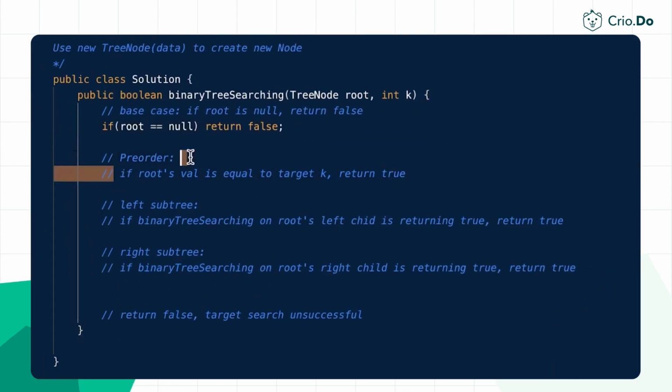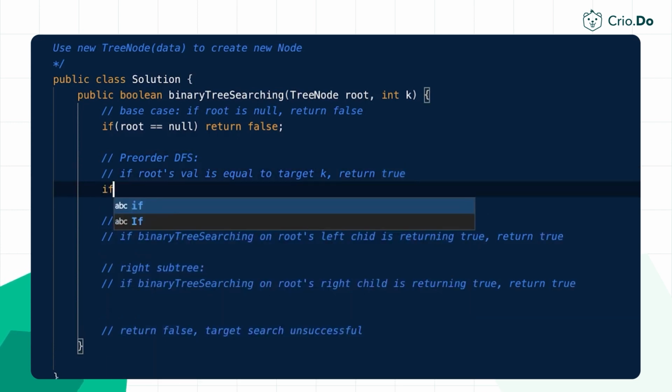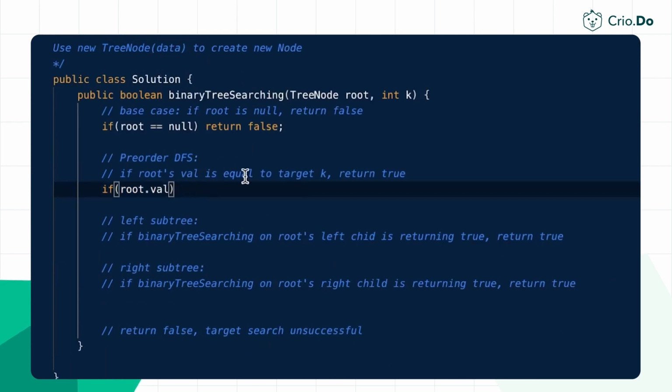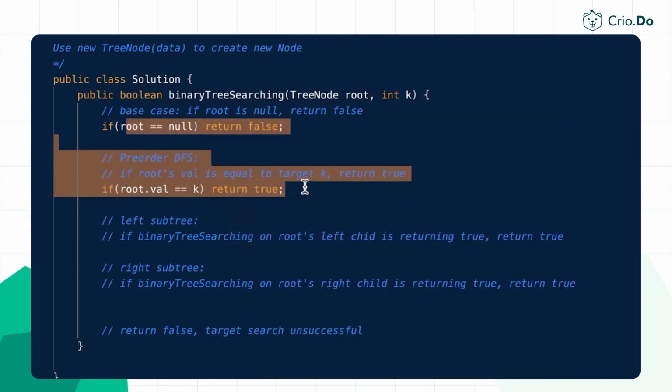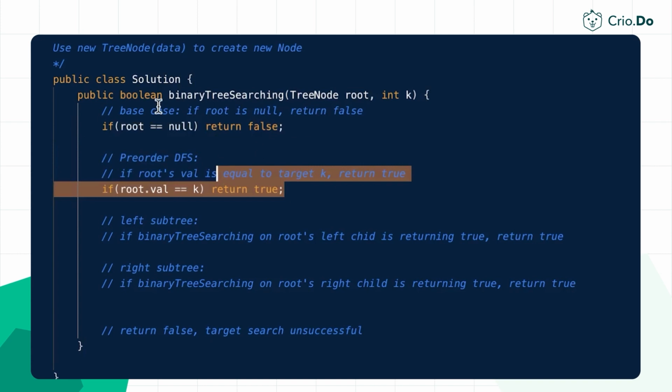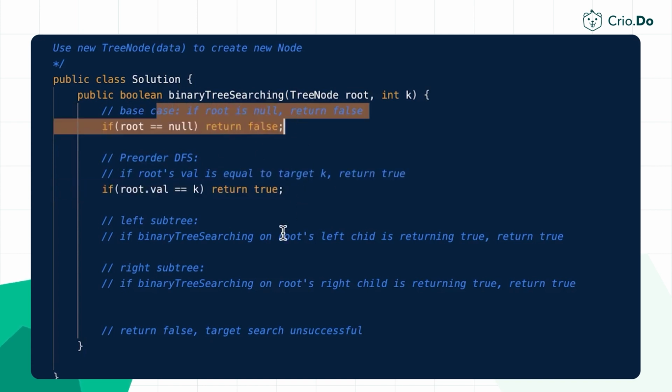Next thing, pre-order. Since we are doing pre-order traversal, that is depth first traversal, if the root node is equal to the target, we should return true first of all. First of all, we should compare with the root's data. So how can I compare with the root's data? Inside the root node class there is the property val. So if root dot val is equal to the target data, which is k, we should return true that the target is found. So these are the two standard cases, whether the target is not present or whether the target is present. The first case was if the tree is empty.